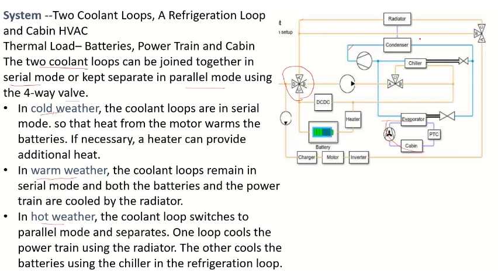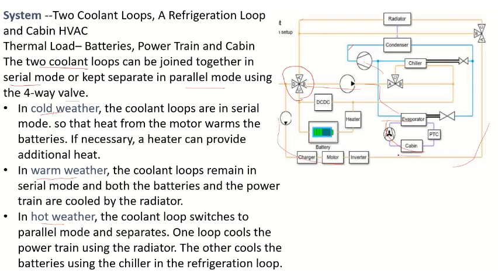So in cold weather, these coolant loops are in serial mode, so that the heat from the motor warms the batteries. So this is one coolant loop: you can see the radiator is forming one coolant loop, and another one is the pump, condenser, chiller, evaporator. So this is the second coolant loop. In cold weather conditions, these two are in serial mode.